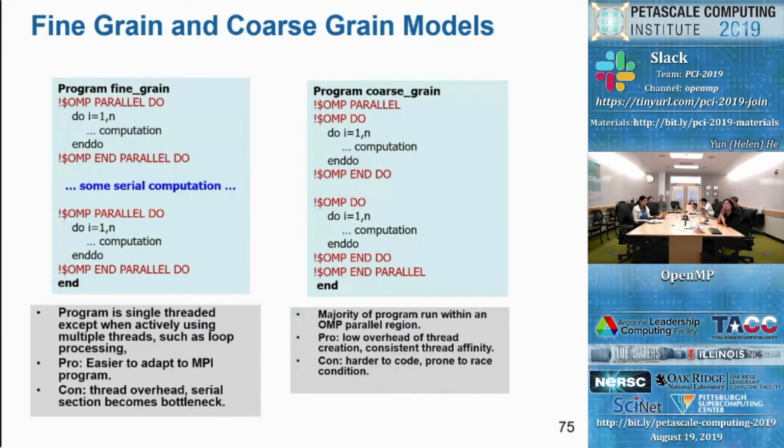The left side, fine grain, is easier to do, but you also have the sequential code bottleneck. Because you're creating and destroying threads one after another, although some implementations may not really destroy them, there's still overhead of managing. On the right side, it's harder to program, especially if you have sequential code to deal with, but it's also low overhead. And you can try either.